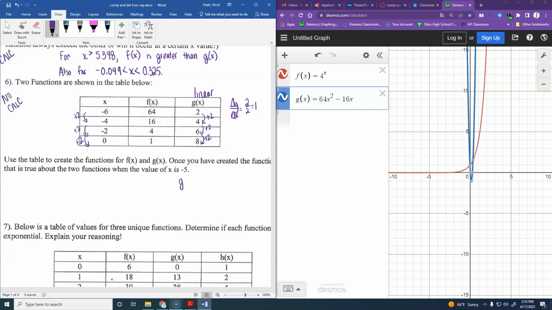So for g of x, I know I'm going to have a slope of 1, so I'll be next to my x. You don't have to write that 1 if you don't want to. What else do I need to write the equation of a linear equation? It's y equals mx plus b. The b stands for the y-intercept. Do I have the y-intercept?